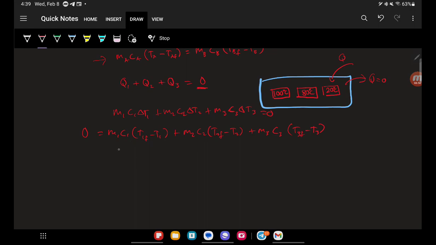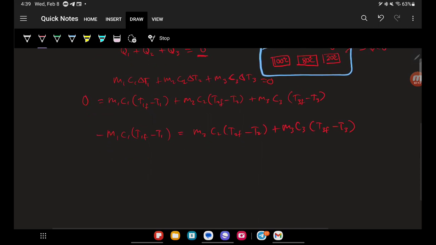Okay, so because we know it to be at the left, if we move that, then we're going to have negative M1C1 times T1F minus T1, okay, and then everything else we're going to remain at the right side, and plus M3C3 times T3F minus T3. Okay, so then if you look here, we have a negative outside here, because we just moved this one to the left. Okay, so then we have negatives.